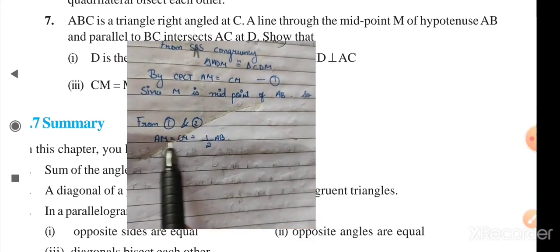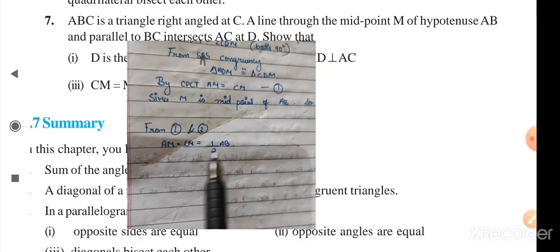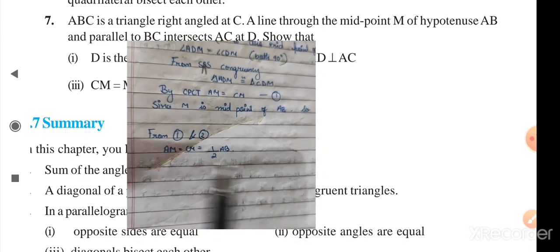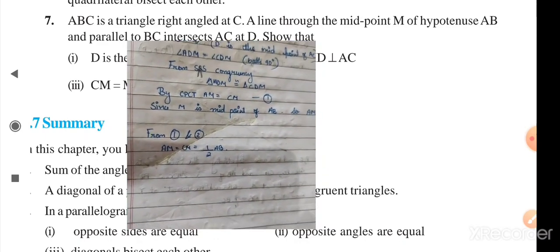And since we know that AM equals CM and AM is already half of AB because M is the midpoint of AB, hence this exercise and this whole chapter is finished.